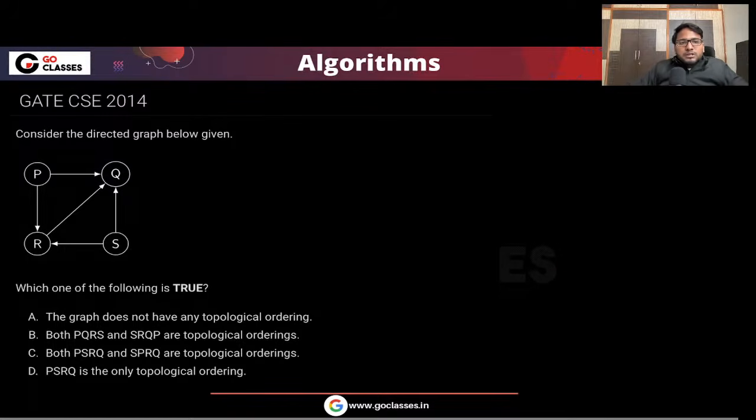Now let's see what they are saying. Consider the directed graph given below. Which of the following is true? The graph does not have any topological sorting. I think you can do this as homework. This is an easy question only. You can do this as homework.